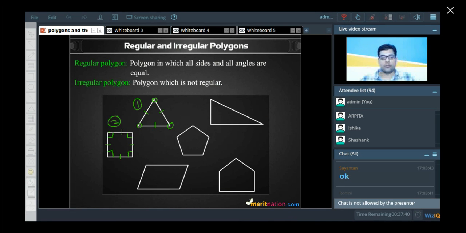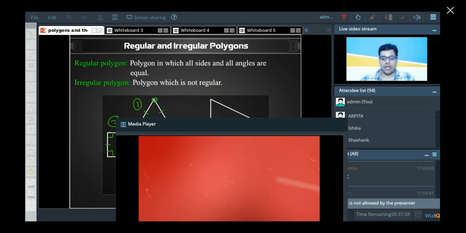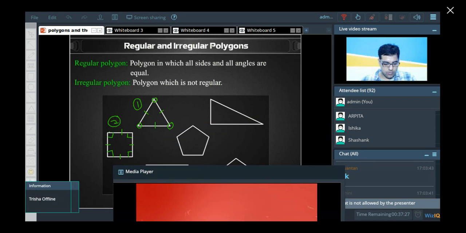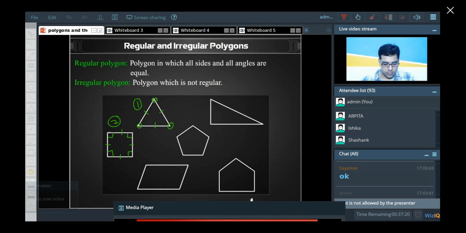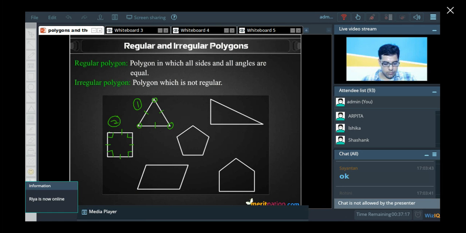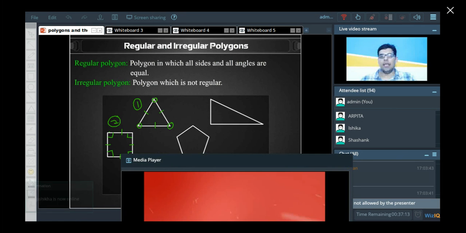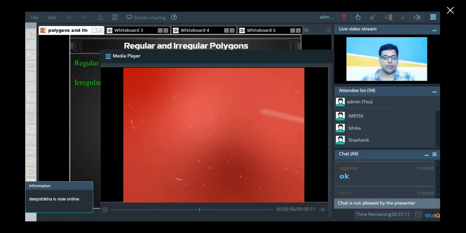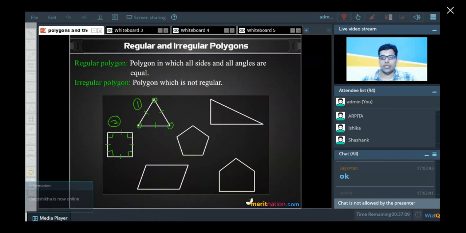Therefore again, it is a regular polygon. Similarly, if we talk about a regular pentagon, it has all its sides equal and all its angles equal.